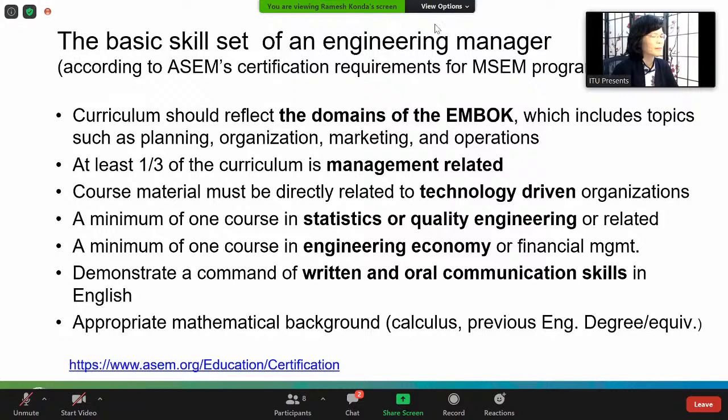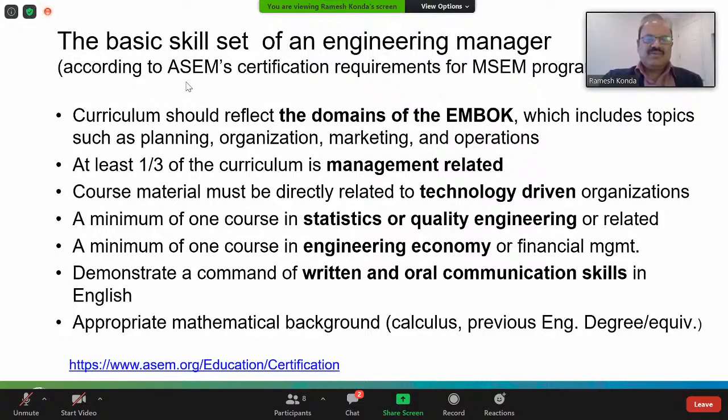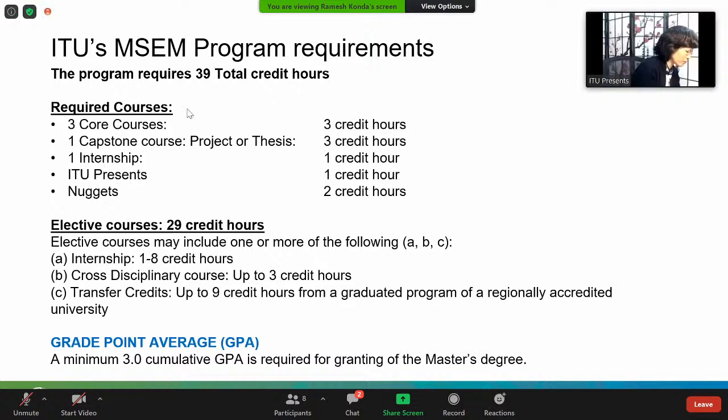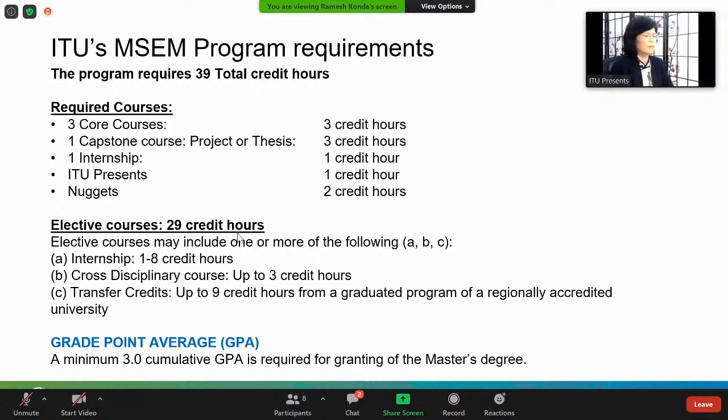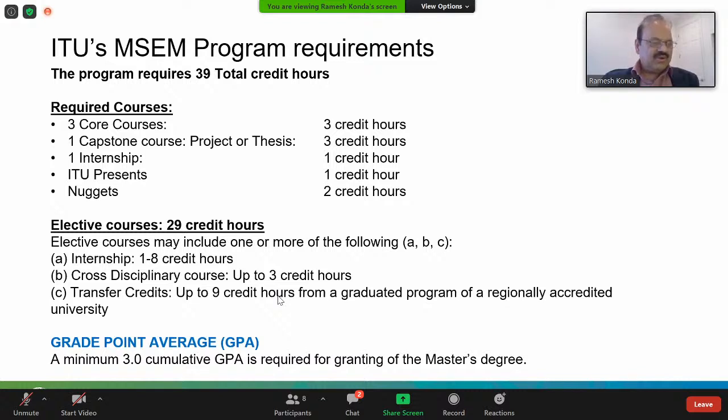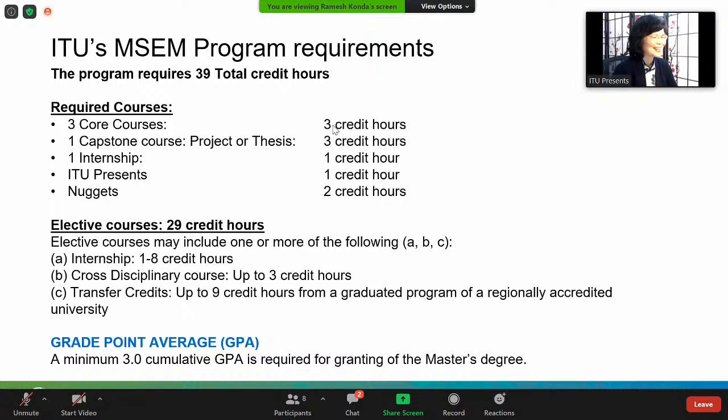We follow ASEM, the American Society for Engineering Management. We follow what they specified, the expected curriculum, and we follow the same standards. The sample course structure is the same. Students have to do 39 credit hours: three core courses, one capstone, internship, ITU presents and nuggets, and the rest of them are electives. I think I'll take a pause here. Any questions you want to ask?